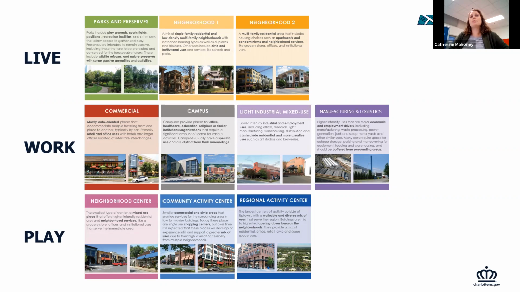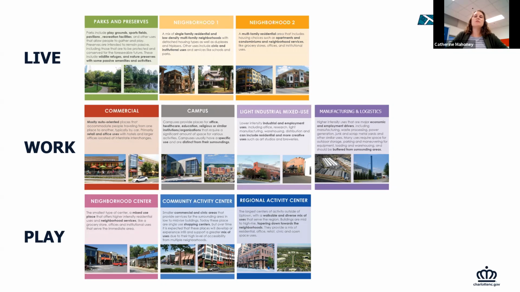Next, there are 4 workplace types. They include commercial, campus, light industrial mixed use, and manufacturing and logistics. Commercial is predominantly car-oriented retail or office, typically found along larger interstates or thoroughfares. Campus is your larger institutional places. It could be a medical campus, educational campus, or an office campus.